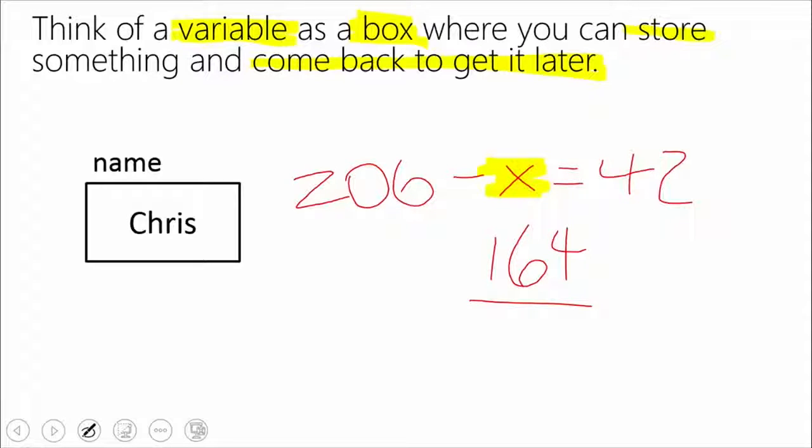But in any event, what you're going to notice is that x is a placeholder. So what's a variable? It's a placeholder. It's a box. Whatever analogy it is that you like, whatever is going to help make it stick for you, I want you to go with that. It's something where you can store it and come back to it later.